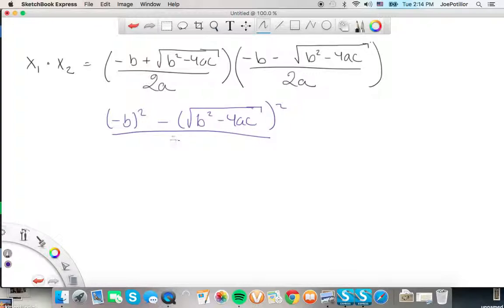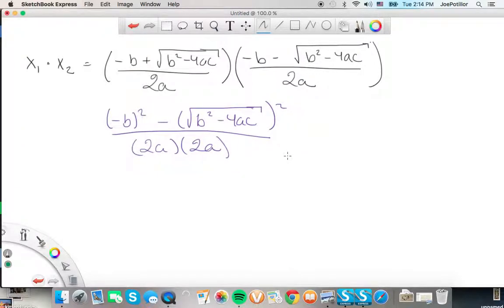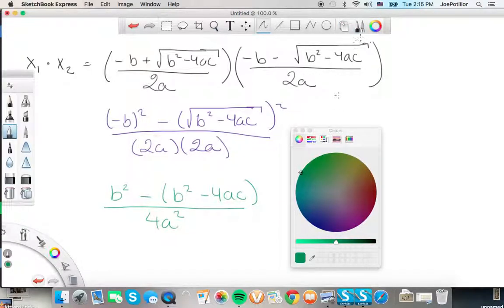And of course, when we multiply fractions, we just multiply across. That's 2a times 2a. Okay. Simplifying this expression, let's use a moss color for that. It becomes b squared minus parentheses b squared minus 4ac all over 4a squared, like that. Then we'd use the distributive property for that.